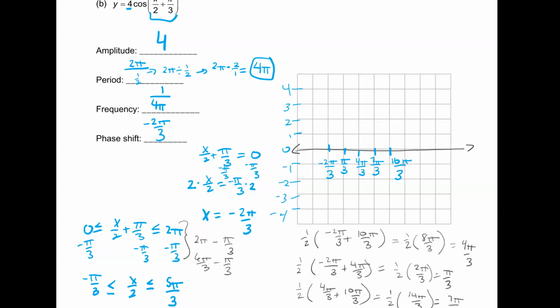Okay, so for cosine, I start at a max. Well, I have this amplitude times 4, so I have to multiply by 4, start at my max. And then 0, min. Well, normally I'm at -1, but now I have to go down to -4. 0, max.